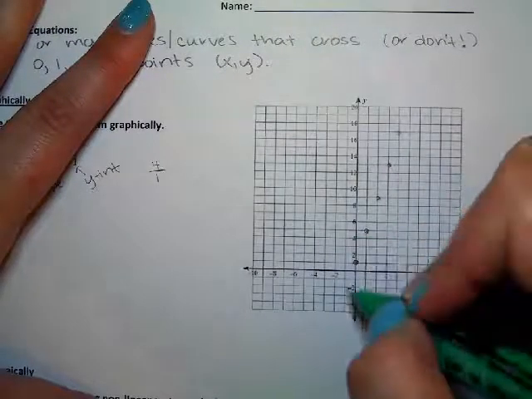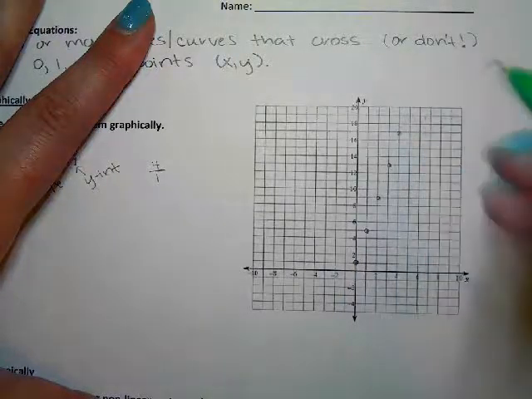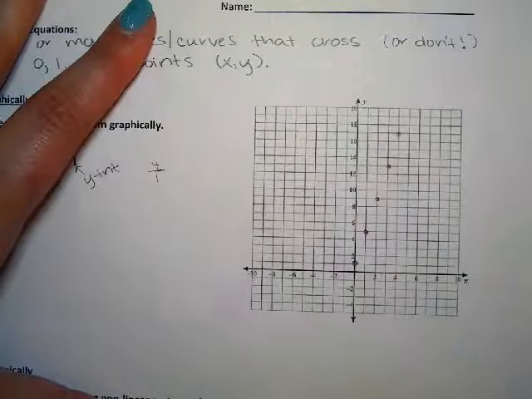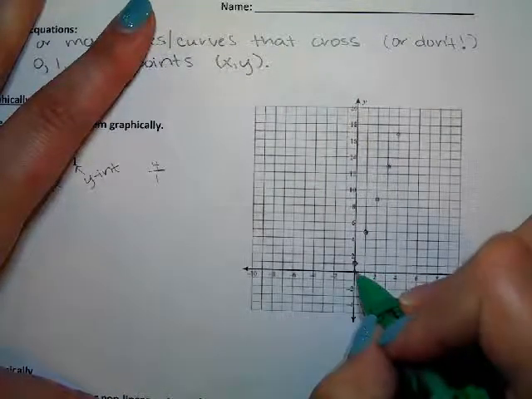Now, I ran out of room going to the right, so I'm going to do the same pattern, but to the left, and I'm going to kind of do the opposite of the pattern. So since I was going up 4 to the right 1, I'm going to go down 4 to the left 1 in the opposite direction.